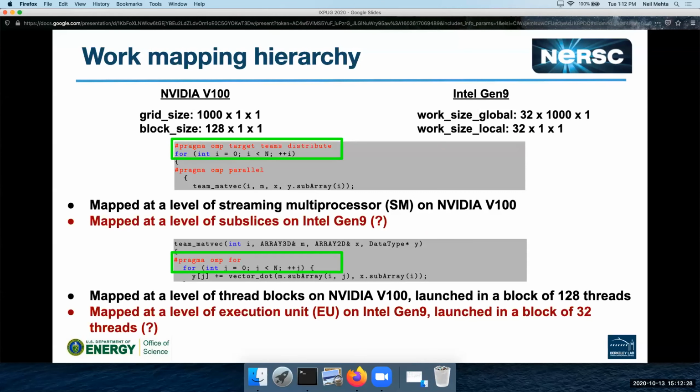So what exactly is happening? We have the work mapping hierarchy, and using metrics grid size and block size on V100, and work size global and work size local on Intel Gen9, we could make out what exactly is happening when we are running our benchmark code. And so we have the pragma OMP target teams distribute, which is being mapped on the level of streaming multiprocessors.